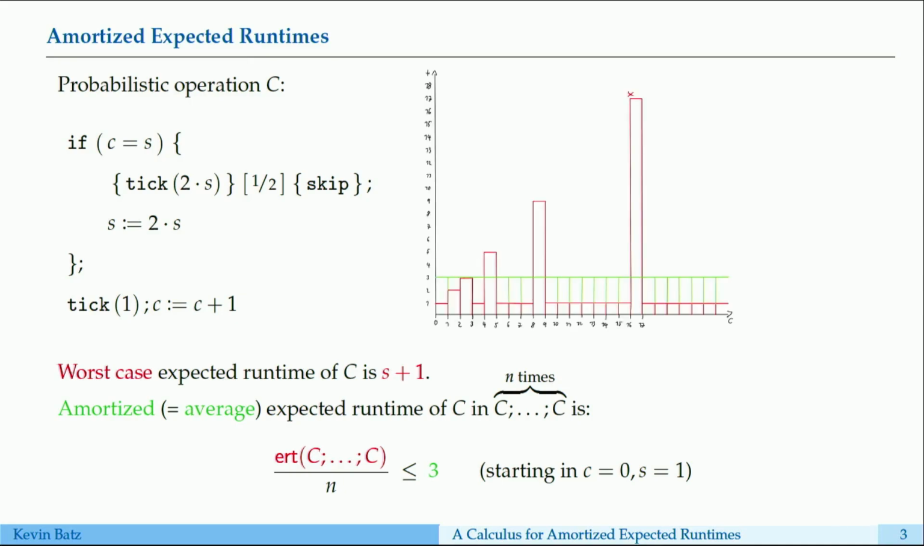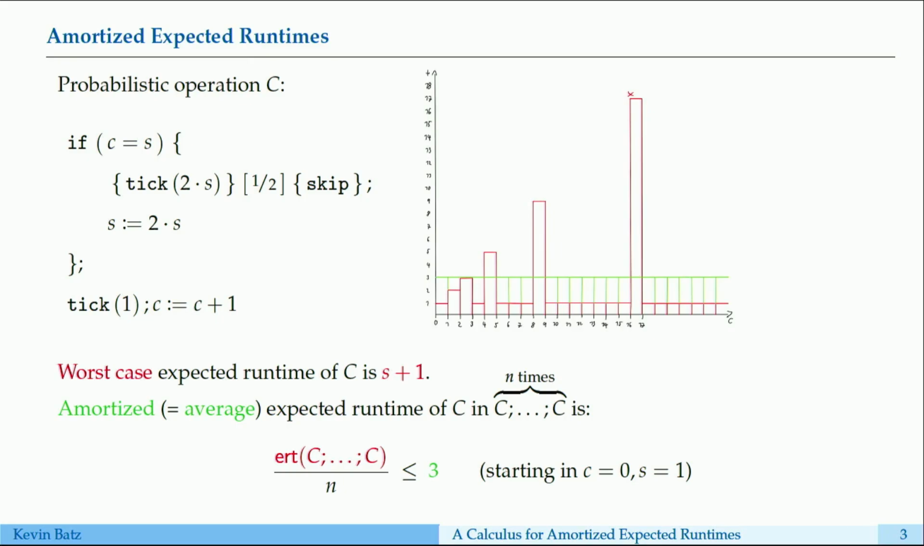So in terms of a picture, the situation looks like this. Here on the x-axis, we have the increasing values of C, and on the y-axis, we have the expected runtimes of the different executions of this operation. And we can see that we have many cheap executions and actually rare expensive executions. Since we keep doubling the value of S here, those gaps increase exponentially. And as a consequence, if we sum over those green bars here, the amortized expected runtimes, this always upper bounds the sum over the red bars, the actual expected runtimes.